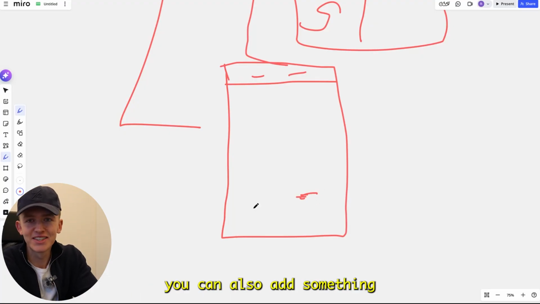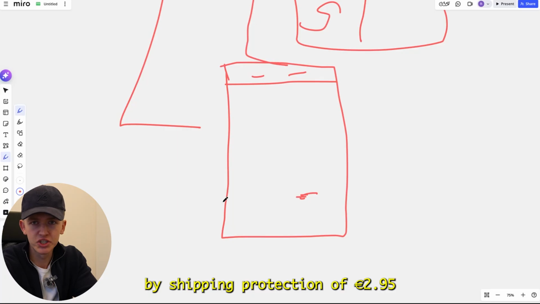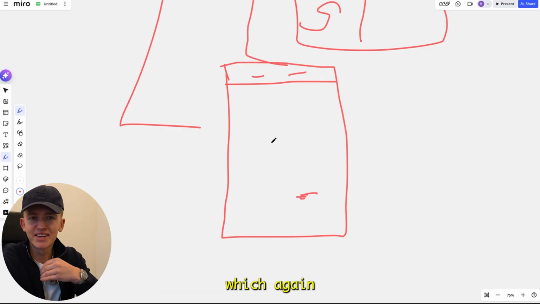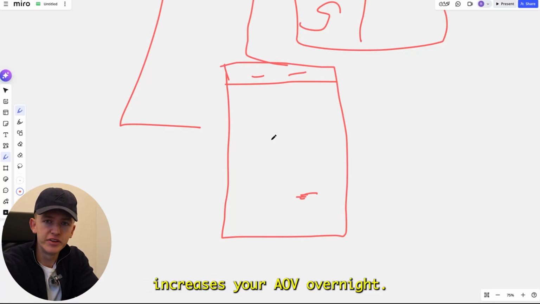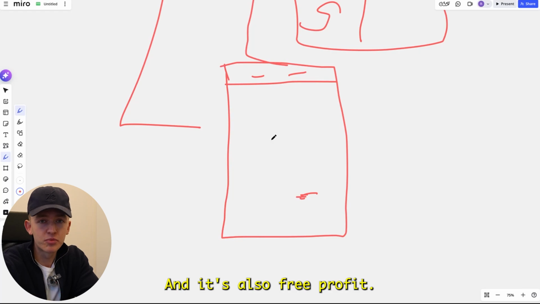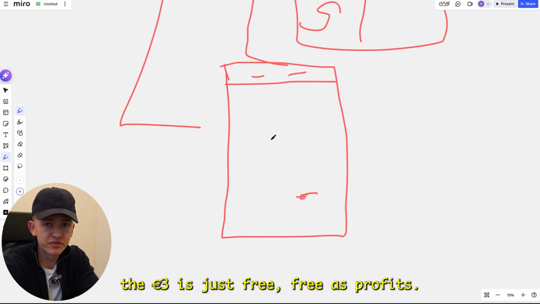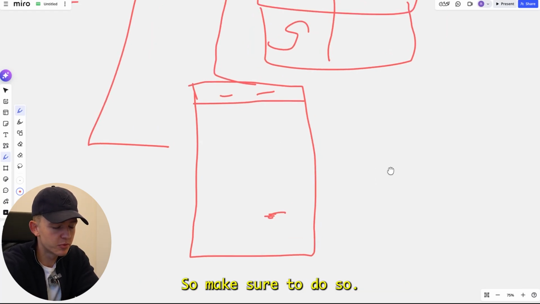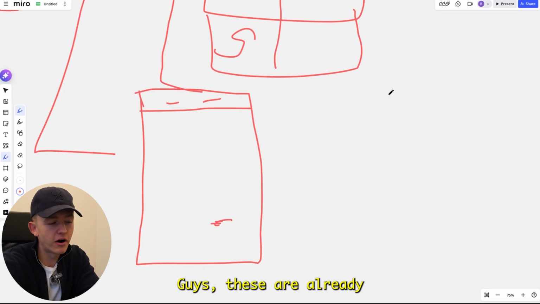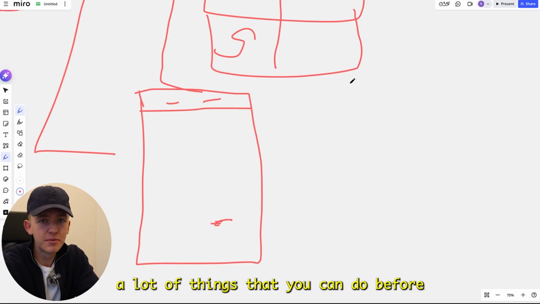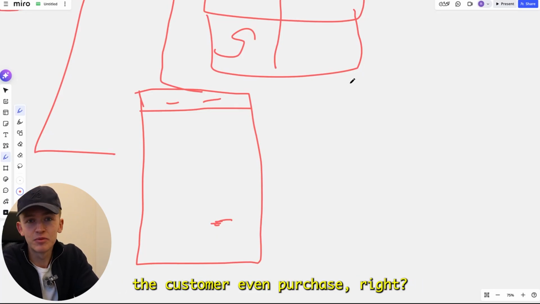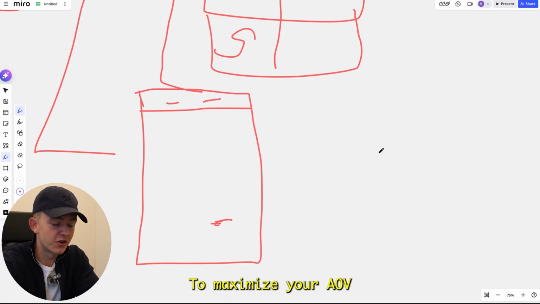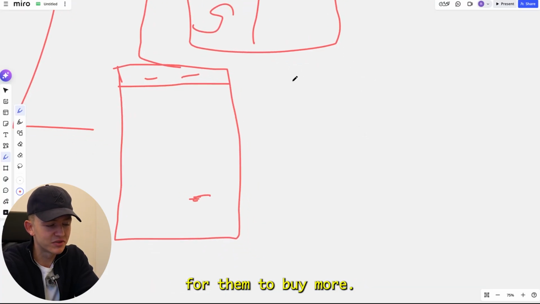And guys, you can also add something like a shipping protection of €2.95, which again increases your AOV overnight. And it's also free profit, that €3 is just free profit. So make sure to do so. And guys, these are already a lot of things that you can do before the customer even purchases, to maximize your AOV, to maximize your chances for them to buy more.